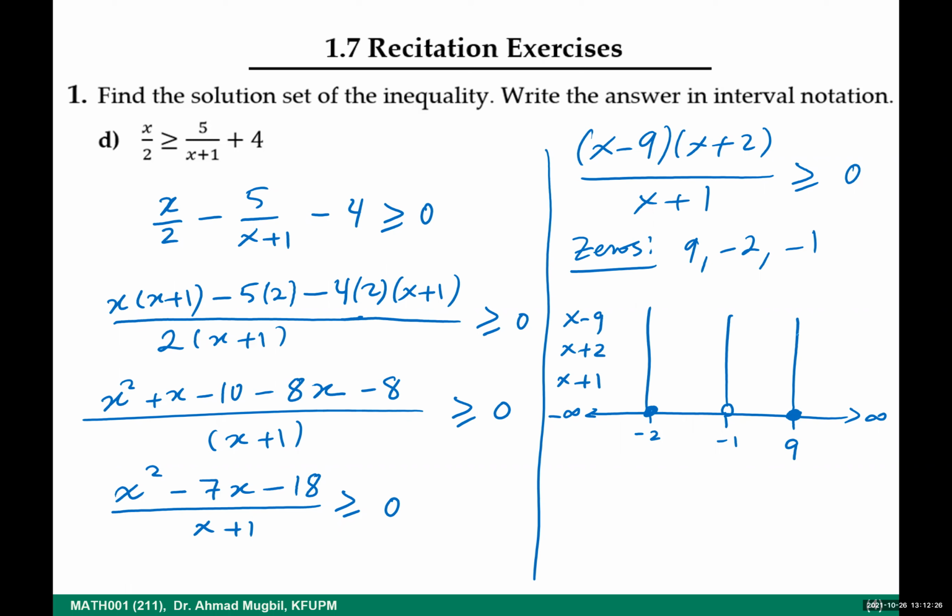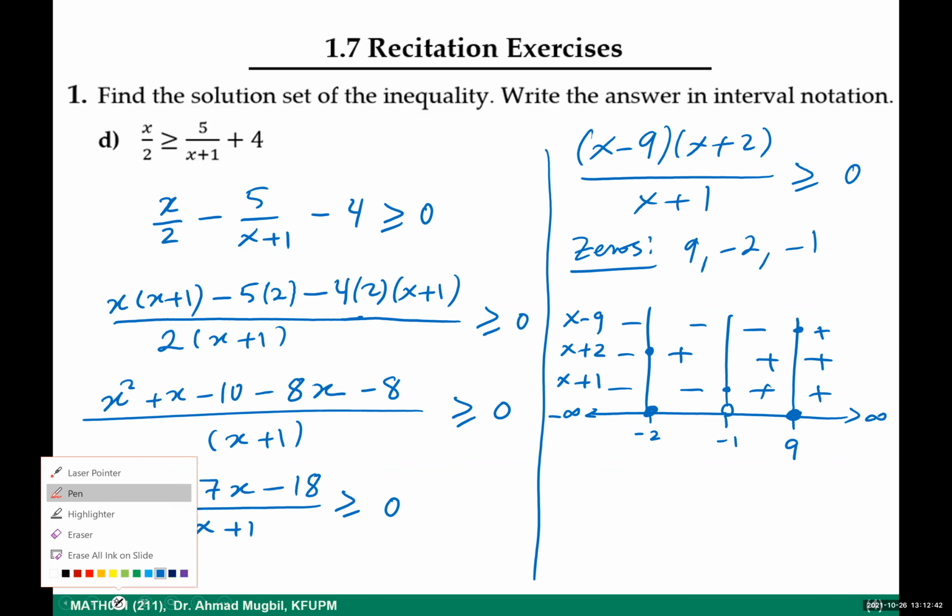Now x minus 9 will be 0 here. After that, it will be positive. Before that, it will be negative. x plus 2, it will be 0 here. After that, positive. Before that, negative. x plus 1 is 0 here. After that positive. Before that, negative. Now let's do the quotient.